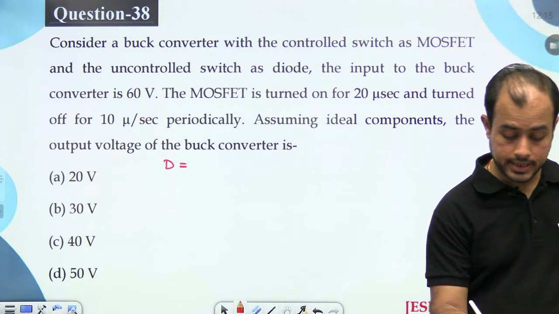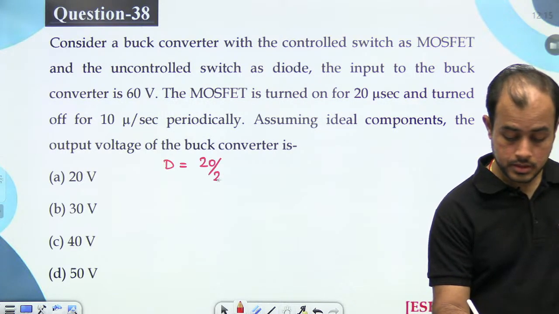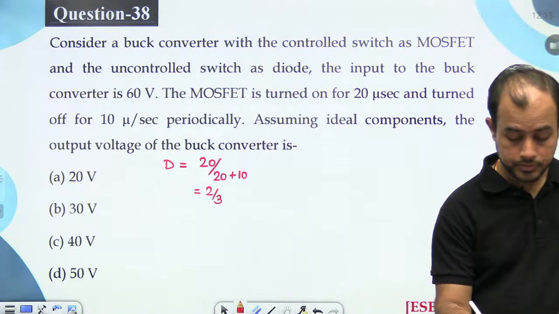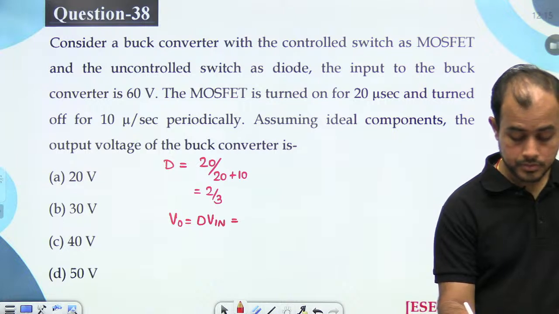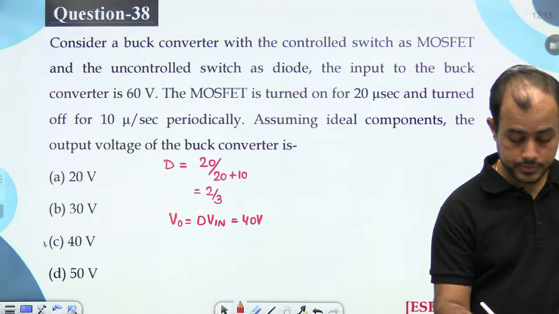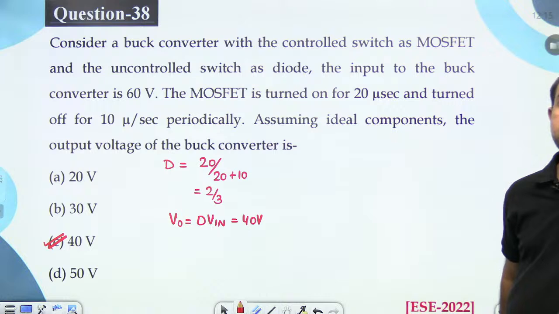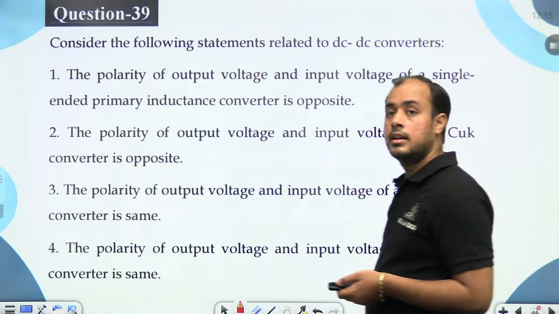So duty cycle is T on by T on plus T off. Forty. Okay, the answer is 40.